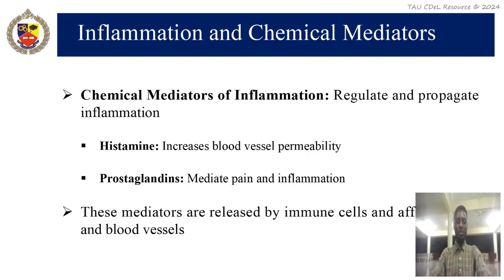Also I'll be taking us through the chemical mediators of inflammation. That is, what are the chemicals that help to regulate and propagate inflammation? We have chemicals like histamine and prostaglandins. Histamine helps to increase blood vessel permeability, while prostaglandins mediate pain and inflammation. These mediators are released by immune cells and affect blood vessels.